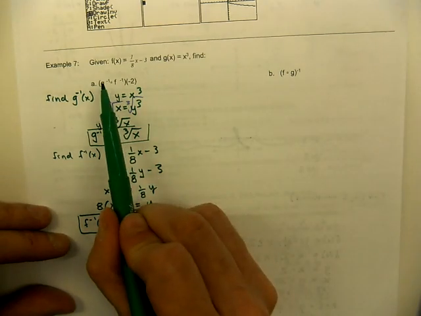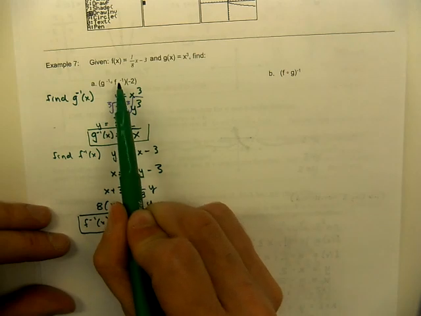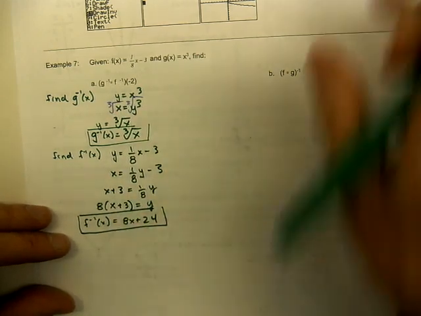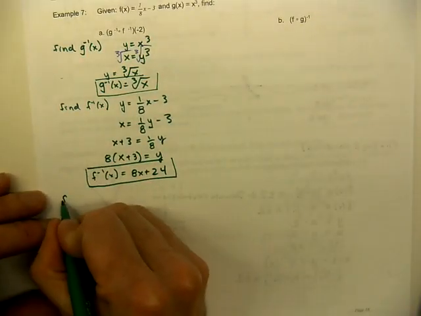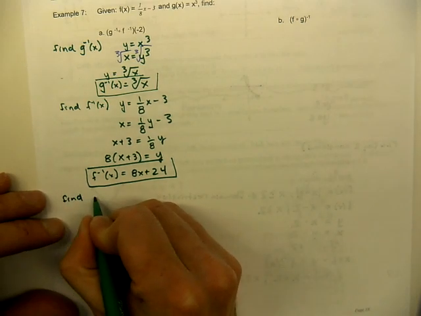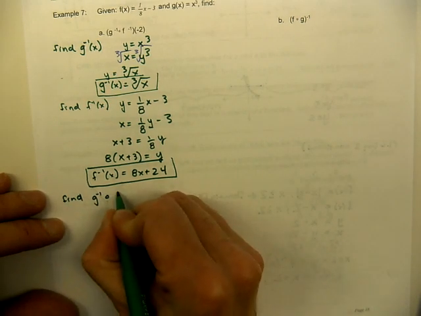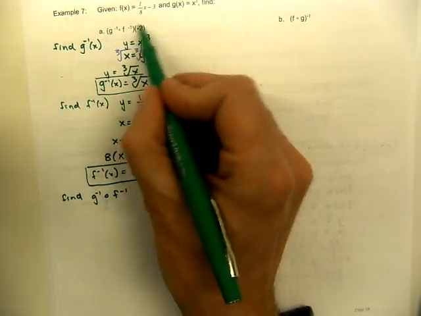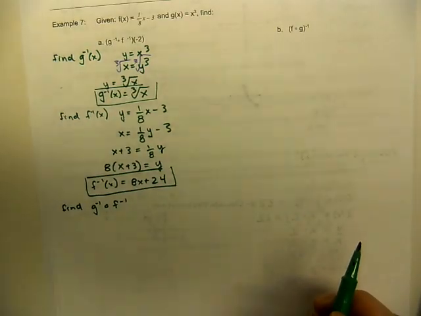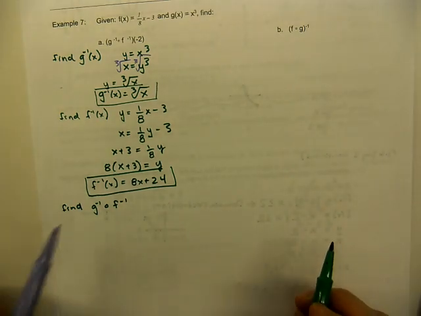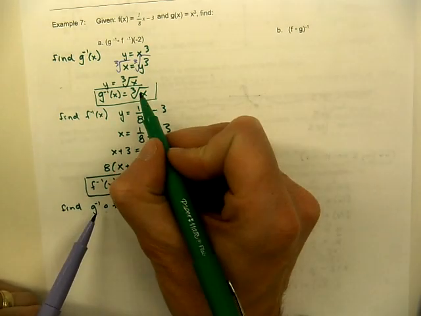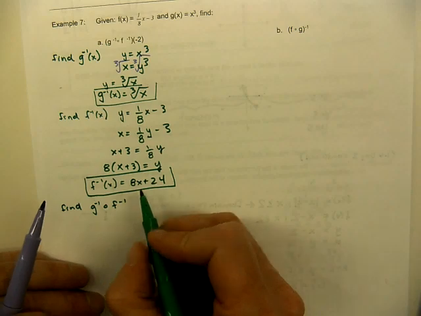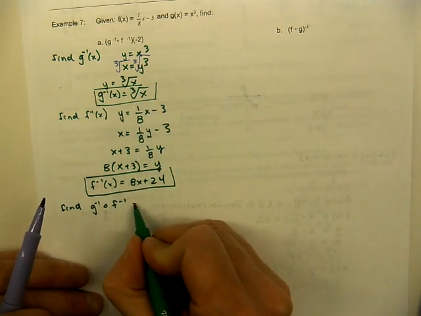So now we're going to take what's listed first, the G inverse, and plug into it what's listed second, the F inverse. So now we're going to do the composition. So I will find G inverse composed with F inverse. And then we'll plug in that value of -2 as a follow-up step. Okay, so G inverse, that's this one. That's the cubed root of x.